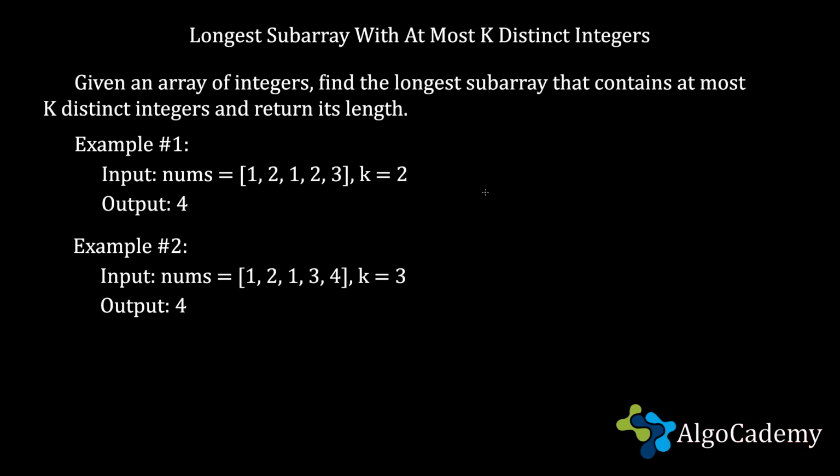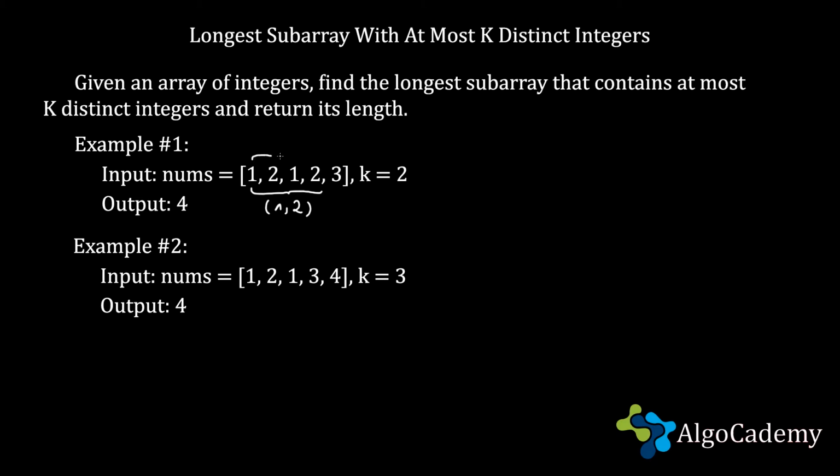If we take a look at the first example, we are given an array consisting of 5 integers and our k equals 2. And the output is 4. So this means that we have a subarray of length 4 which has at most 2 distinct integers. And indeed we do. This is the subarray 1, 2, 1, 2. The only distinct integers are 1 and 2. There are 2 of them, so obviously this subarray is a valid one, right?